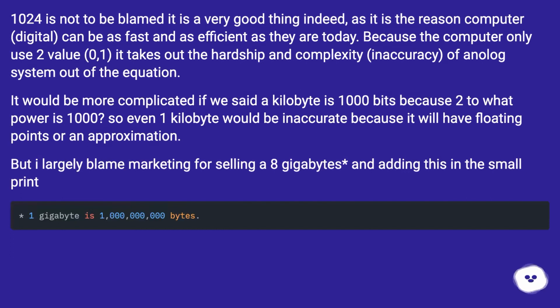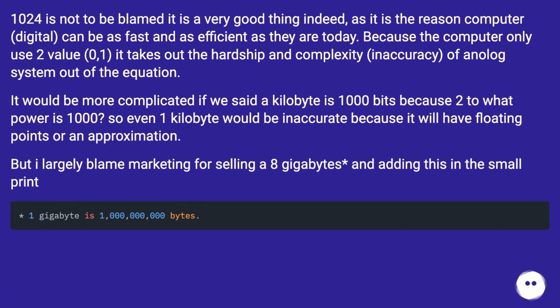1024 is not to be blamed. It is a very good thing indeed, as it is the reason digital computers can be as fast and as efficient as they are today. Because the computer only uses two values, 0 and 1, it takes the hardship, complexity and inaccuracy of analog systems out of the equation. It would be more complicated if we said a kilobyte is 1000 bytes, because 2 to what power is 1000? So even 1 kilobyte would be inaccurate because it would have floating points or an approximation.